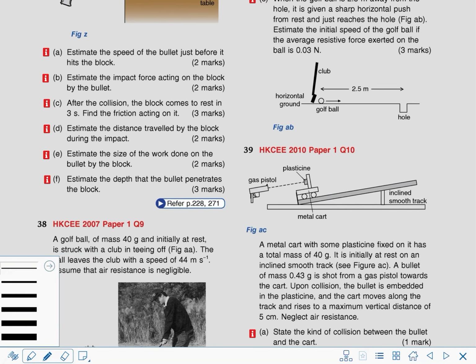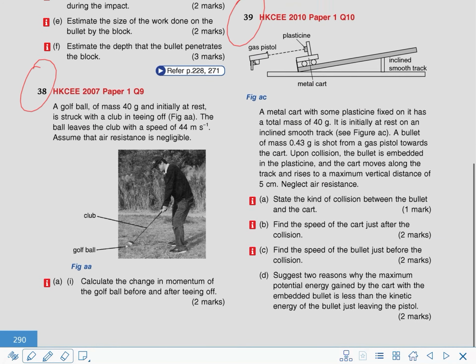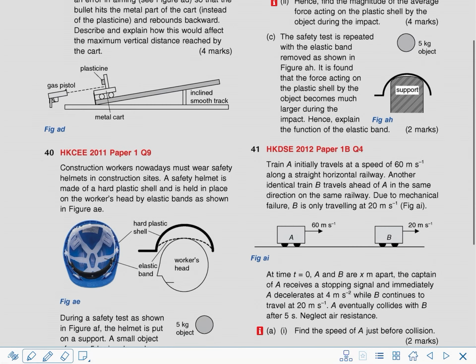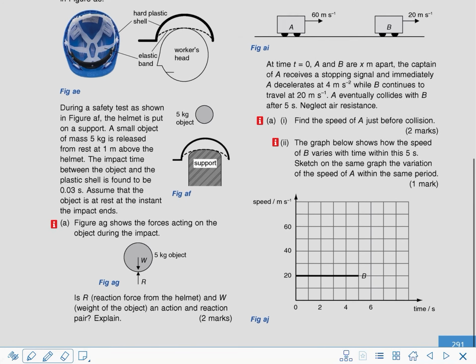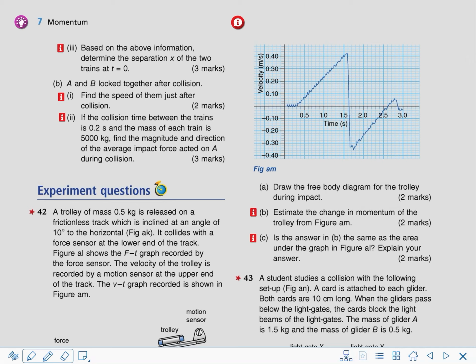Don't miss the past paper. Questions 38, 39, and also 40, 41. You may check the marking scheme from the e-class. I've posted a textbook solution and also the CE DSE marking scheme in the e-class. So have a check.